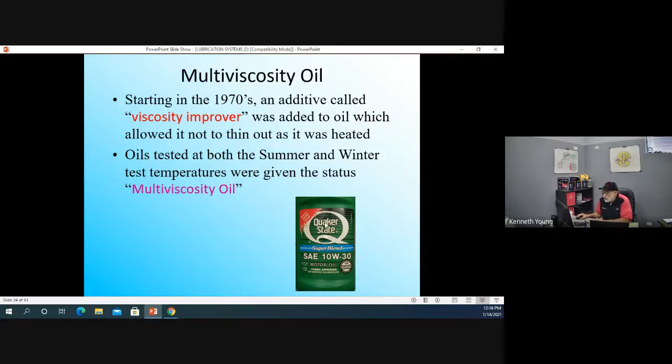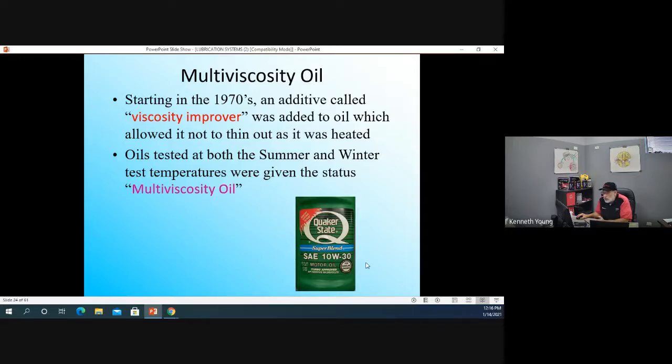So if you look at my Quaker State bottle here, I've got 10W30. So 10 means it flows like a 10 at temperature zero. 30 means it flows like a weight 30 at temperature 210. So two different tests here. It's a blended oil. And the W means winter, of course.